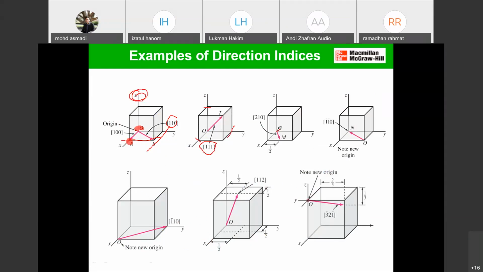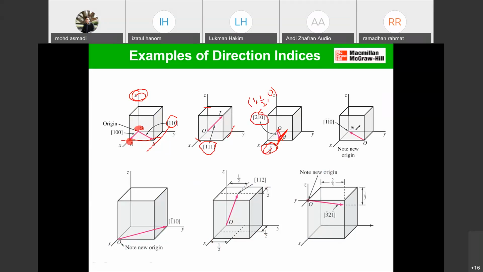Look here. This is the origin. So this is only half of y, right? 50% for y. It should be 1, 1/2, 0, before we convert to integers, because only 50% for the y direction and 100% for the x direction.